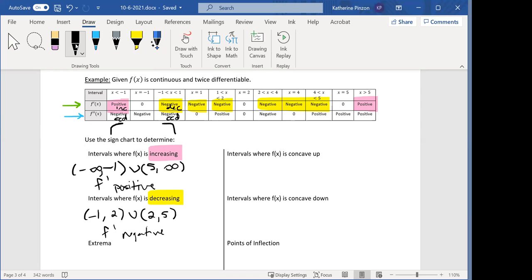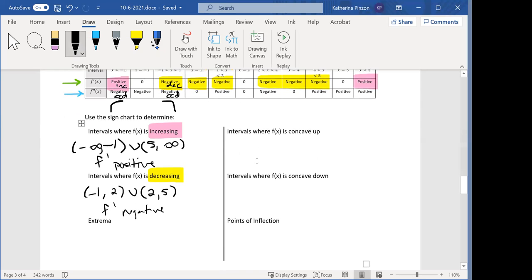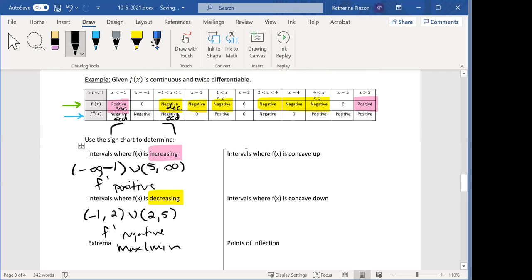Okay, extrema. What do we say extrema are? Max and min. Yeah, good. Extrema are max and min. Can you tell me where the extrema are? An extrema is where the derivative is 0, right? But more importantly, what has to happen? It has to be a top or a bottom, right? So is x equals 2 an extrema? No, because the derivative is negative on both sides, right?